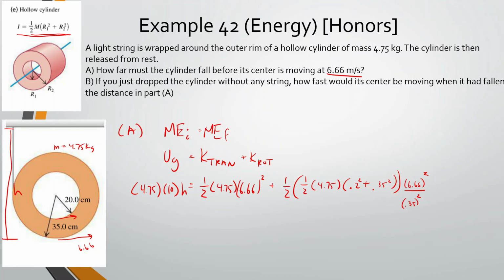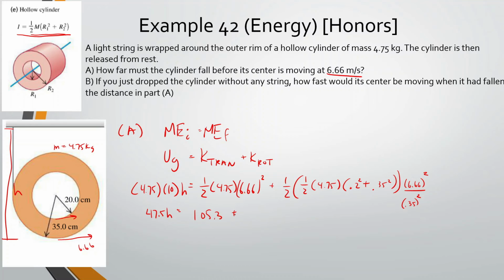All right, but let's try to simplify this as much as we can. So 47.5 h is equal to, let me put this into my calculator, 6.66 squared times 4.75 times 0.5, 105.3, plus, oh, this is going to be hard. Let me do the stuff in the parentheses first: 0.35 squared plus 0.2 squared, and then times 4.75 times 0.5 times 0.5.